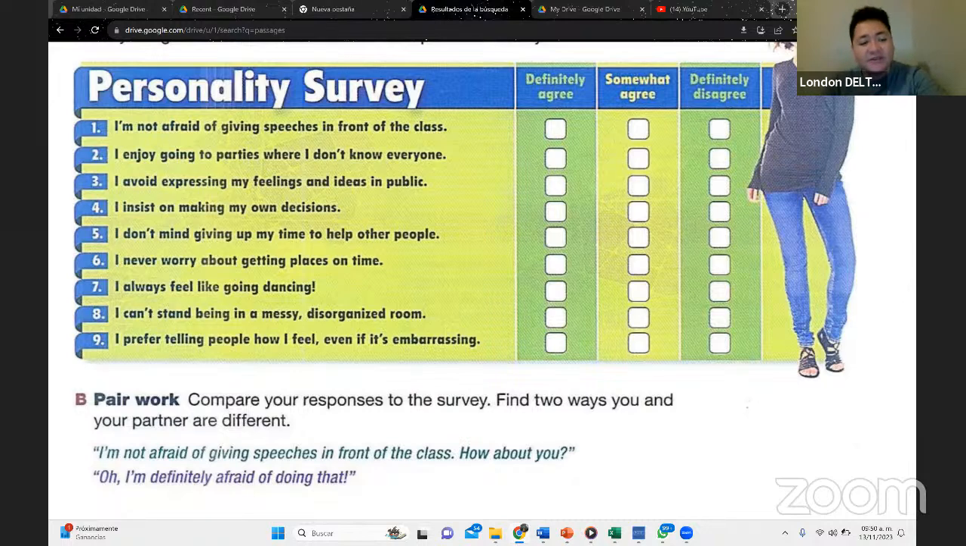Number 8 says, I can't stand being in a messy, disorganized room. No soporto estar en un cuarto desordenado. Messy is like there is mess, there are clothes, there are socks everywhere, it's disorganized. What do you think?